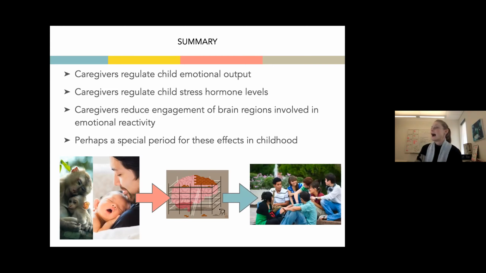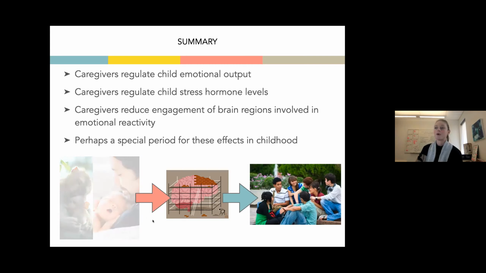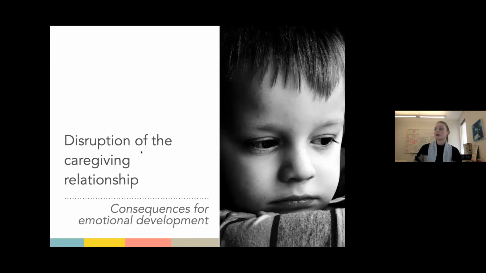And of course, that makes us think then, well, we know that while this is what the species expectation is, so across all different mammals, the species expectation is that the caregiver will be there. It, of course, makes us think, well, what happens when caregiving goes awry? So what happens when that species expectation is not met? So in the next part of the talk, I'm going to talk about that more. So disruption of the caregiving relationship and what the consequences are for emotional development.